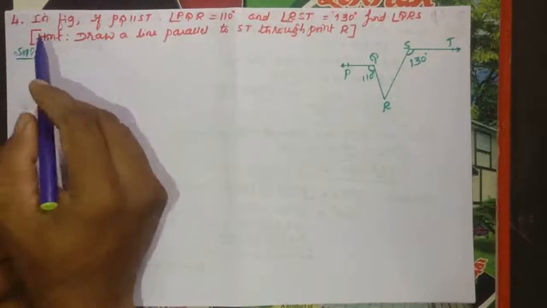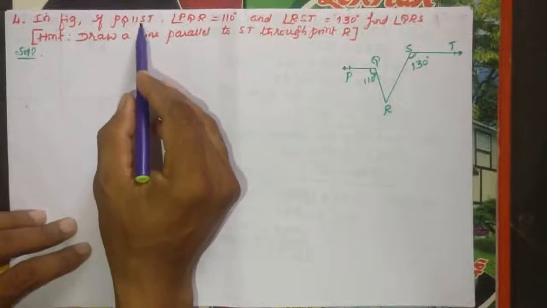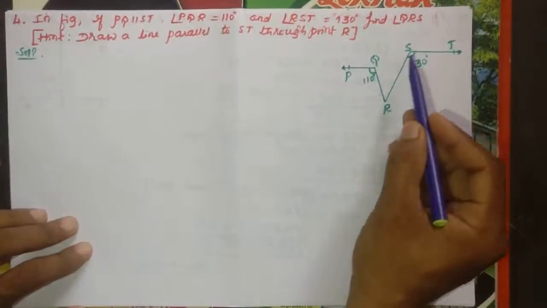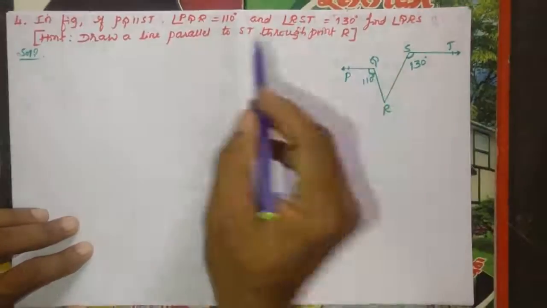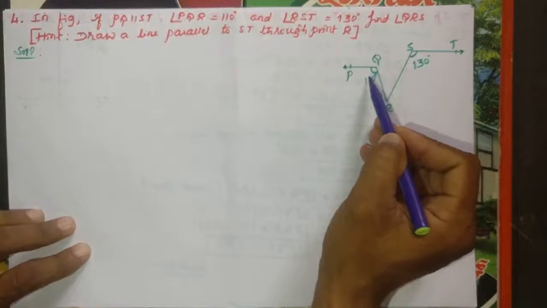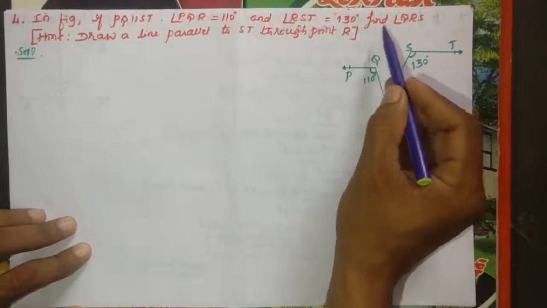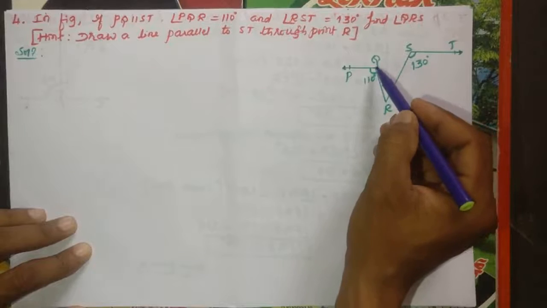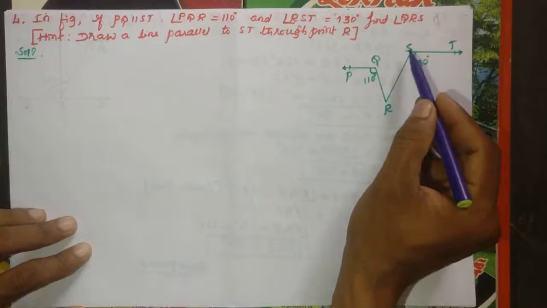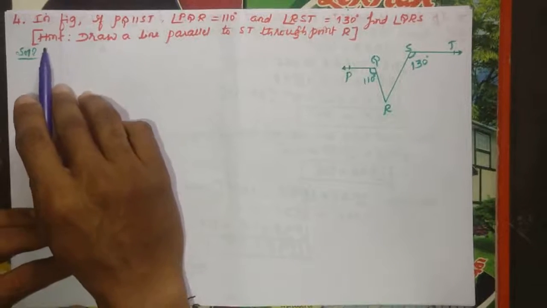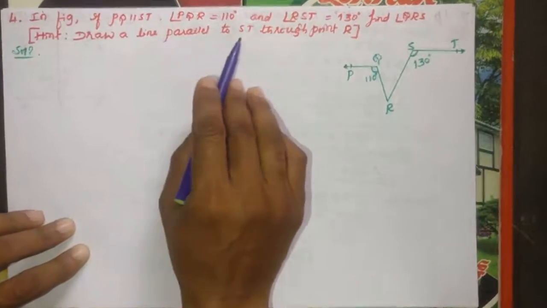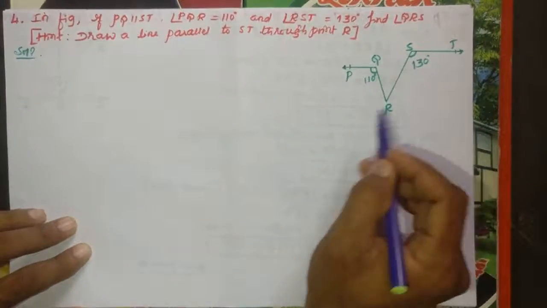Discuss the fourth question. In the figure, if PQ is parallel to ST, angle PQR is equal to 110 degrees and angle RST is equal to 130 degrees, find angle QRS. See, the hint they have given here: draw a line parallel to ST through point R. We can draw this one.